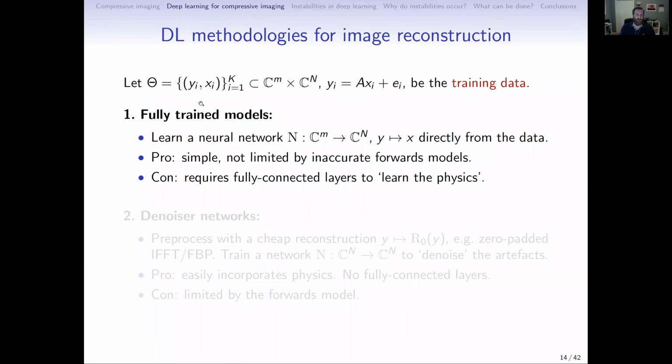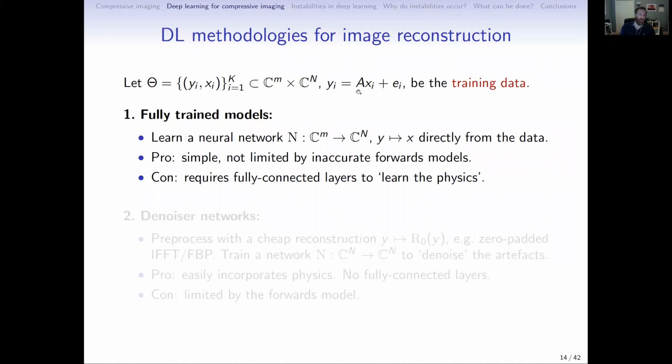So let's assume theta is our training data. Here our training data consists of pairs of measurements y_i and images x_i. Okay. So the simplest approach is to simply learn a neural network that is a mapping directly from the measurement space to the image space. This is conceptually the simplest thing to do, and it has another advantage in that it's not limited by the accuracy of your forwards model. In other words, here you're not using any information about your measurement matrix A.